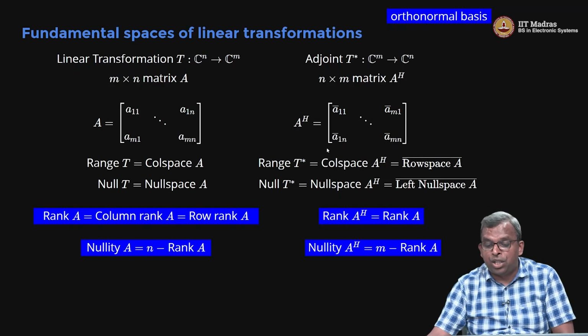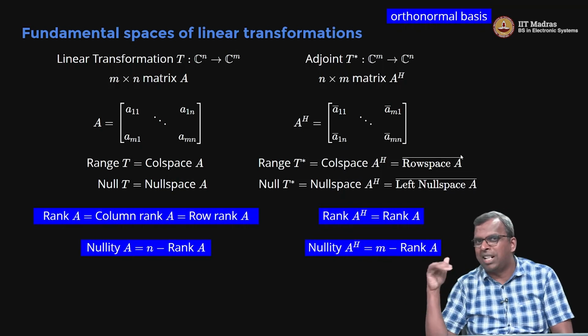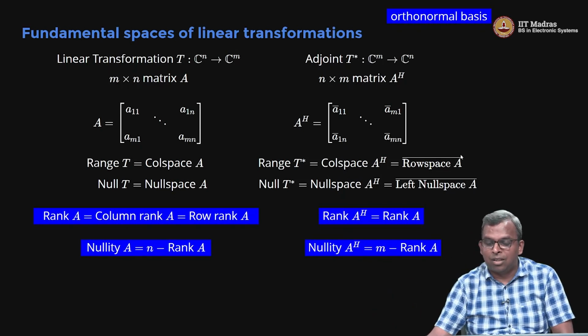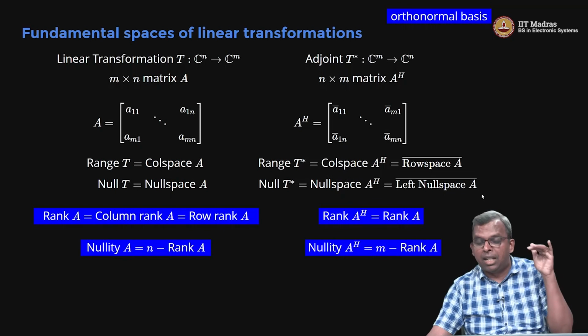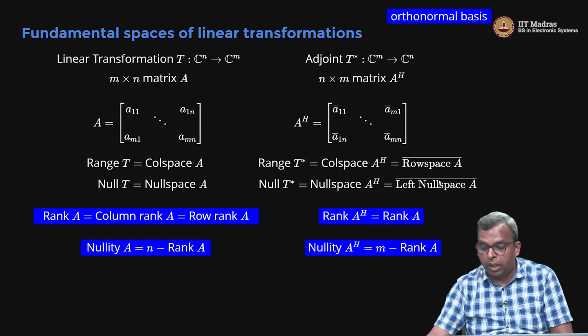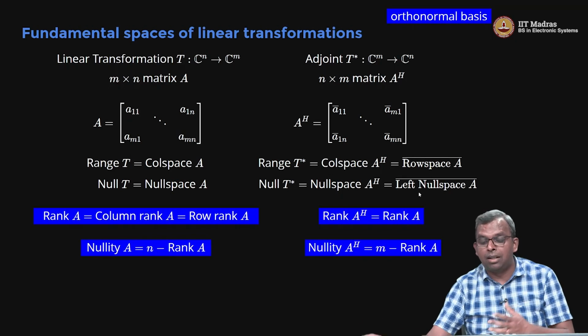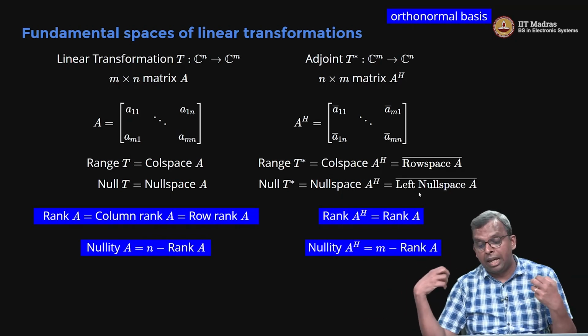Now if you go to A Hermitian, you can write down the same things here, but then you notice that the column space of A Hermitian is the row space of A, the whole conjugate. Okay, so you do the row space of A and then simply conjugate every entry wise, you're going to get the column space of A Hermitian. Same thing with null space of A Hermitian. Null space of A Hermitian is the left null space of A, but then you have to conjugate the whole thing. Okay, so these are two interesting connections between the fundamental spaces of A and A Hermitian.